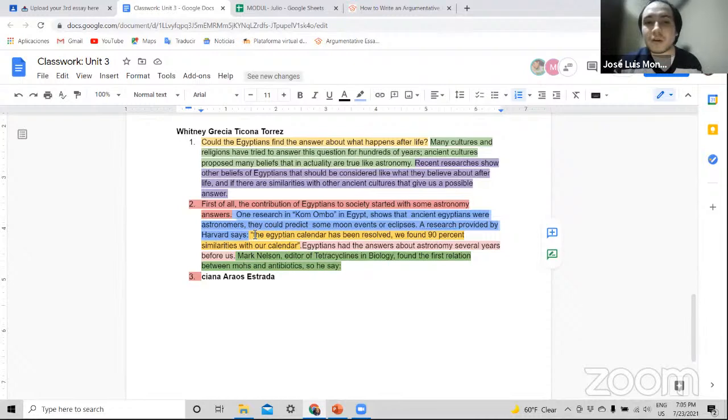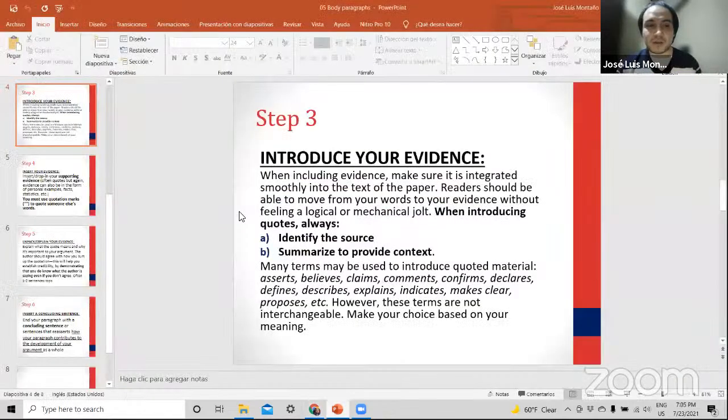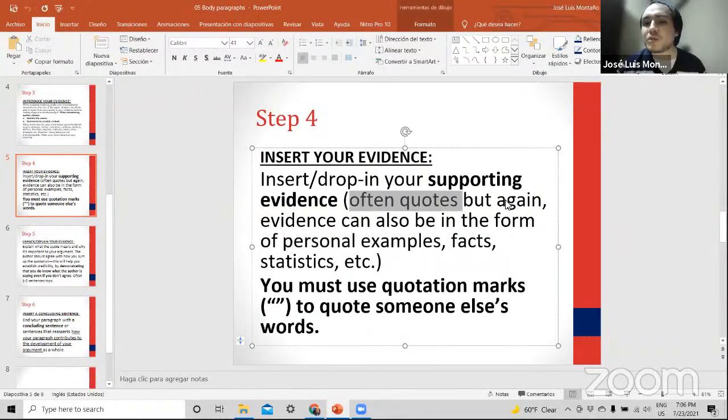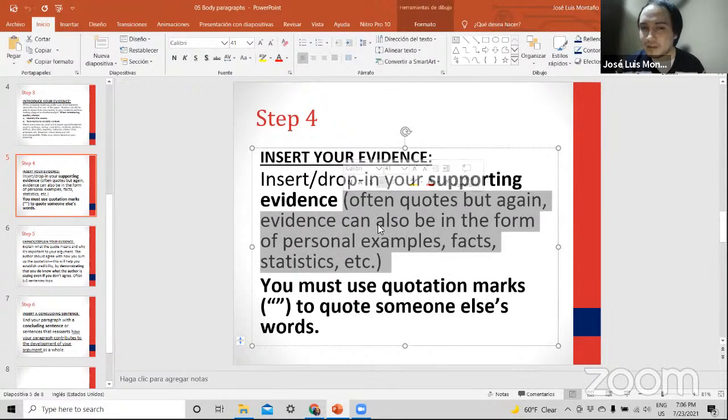And step 4 is only this, copying and pasting the exact words. All right, that is step 4. And step 4, that's why it's called insert your evidence. So use quotation marks to copy and paste the exact words of the article that you're reading. Here, as I told you, they are mentioning personal examples. Sometimes we use quotes, but here is because they are talking about other types of essay in which we don't need quotation marks. But in this essay, we need them. Okay, but again, that is the main difference with me.